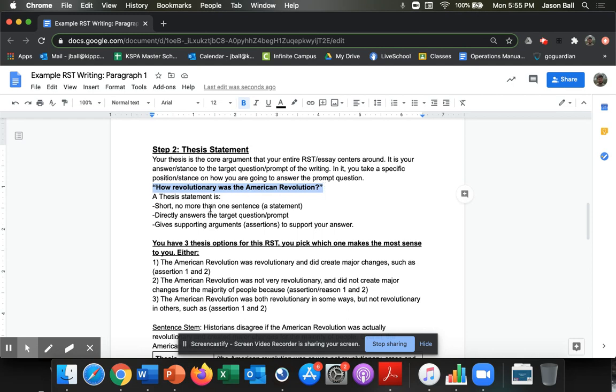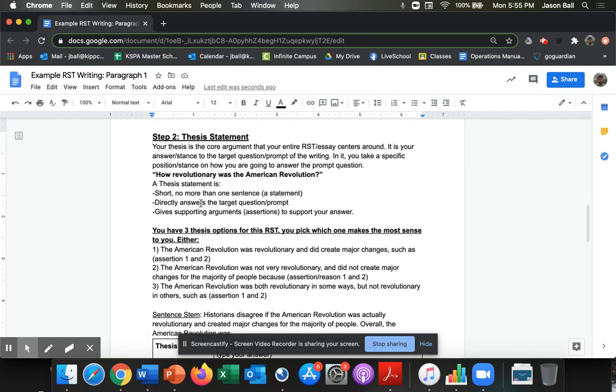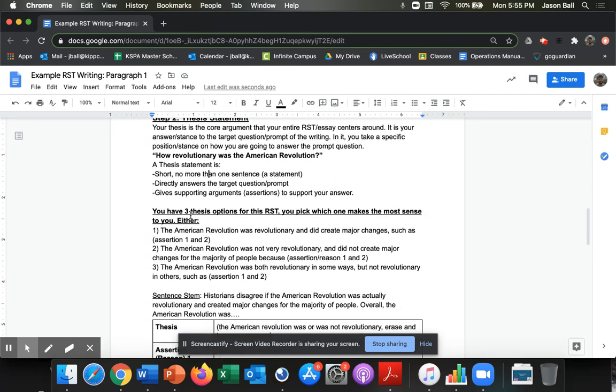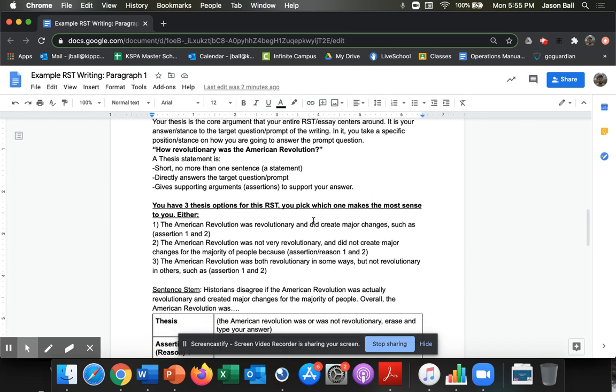And a thesis statement is, again, short. It's no more than one sentence. The statement has to directly answer the target question. If it doesn't answer the question, it's not a thesis. And give some supporting arguments or assertions, essentially reasons why, that support your argument.